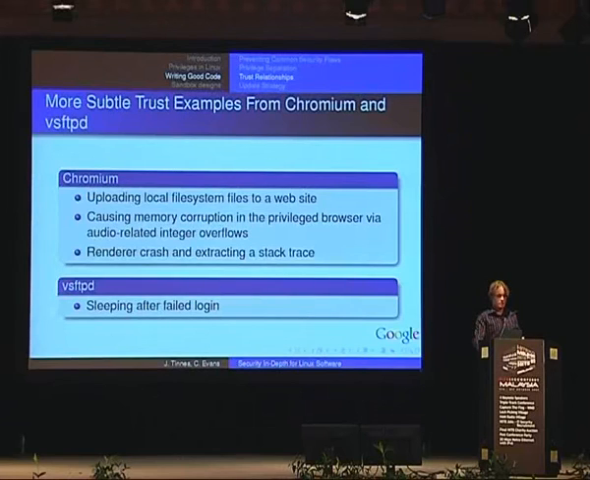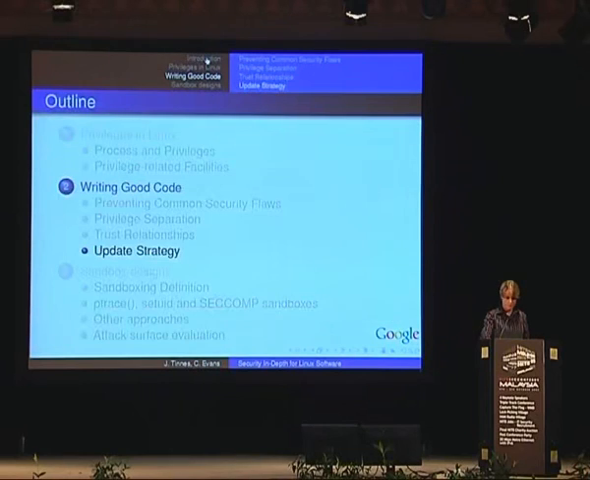So the question is, someone's made a failed login attempt, bad password. Who does the sleep? Is it the untrusted side or the trusted side? Well, currently it turns out the sleep is done in the untrusted side of VSFTPD, which means that a compromised FTP process could essentially attempt to brute force a password without any rate limiting. So that's a more subtle example of trust relationships there. And I will fix that, even though it's almost not worth fixing.